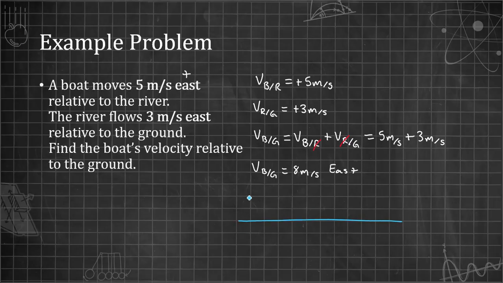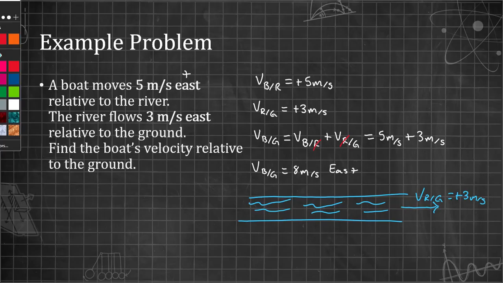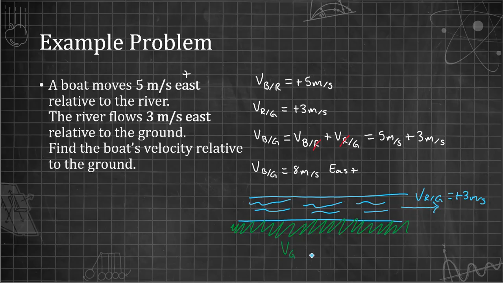So something to note here is that this simple addition of adding 5 and 3 works because both of the vectors are parallel to the horizontal axis. They are both east. If one of these vectors were west, then we would just change the sign and do the same arithmetic in the same way. So to visualize this, we can show the velocity of the river relative to the ground and the velocity of the boat relative to the river, and we would just be doing a simple vector addition.